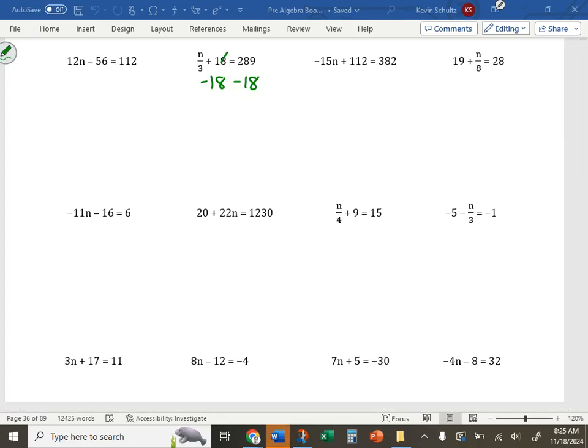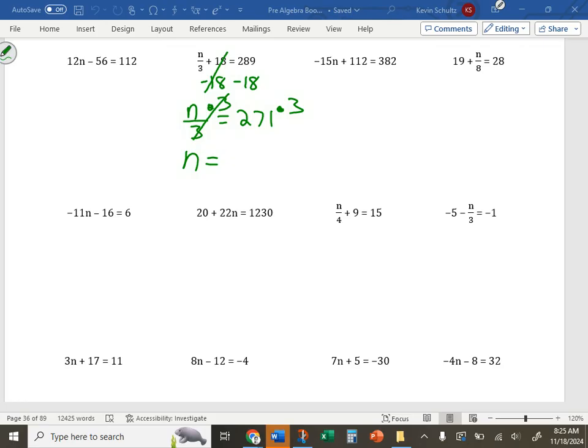18 minus 18 equals 0. They cancel out. We have n divided by 3. 289 minus 18 is 271. Right? So now we have some number that when we divide it by 3 equals 271. What is the opposite of dividing by 3? Multiplying by 3. So we are going to multiply both sides by 3 to undo that operation.